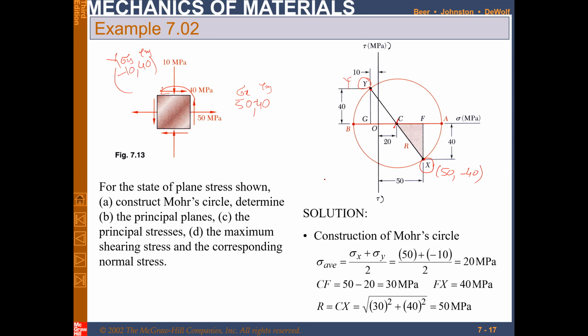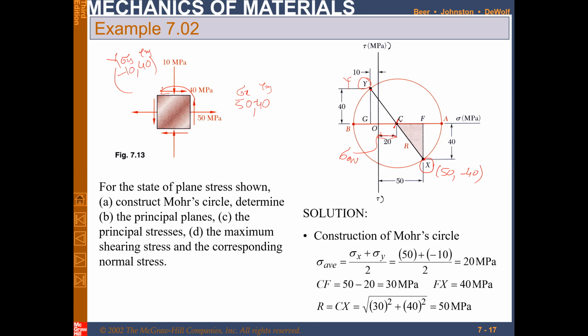Right? So now we know that sigma average is the center of the circle. So in this particular case it will be sigma x plus sigma y over 2, 50 minus 10 over 2, it will be 20. So this is the center, sigma average. And from there you can find that this is CF. This is the base of this triangle, and this is the perpendicular of this triangle. We know that this is 40.